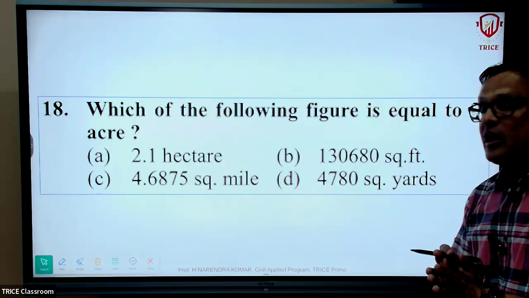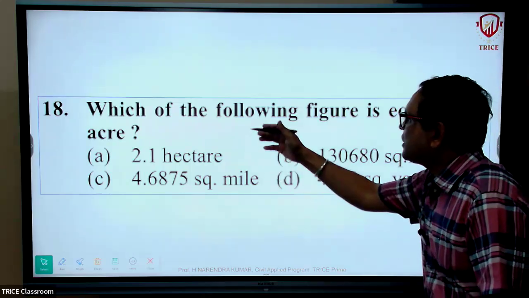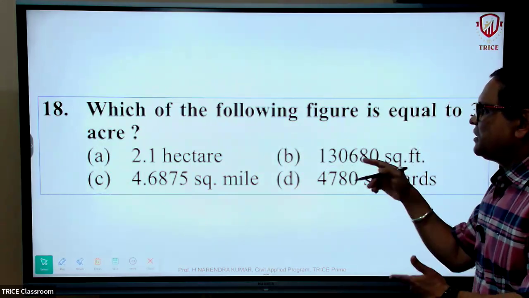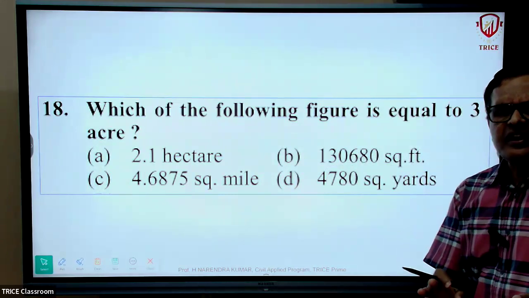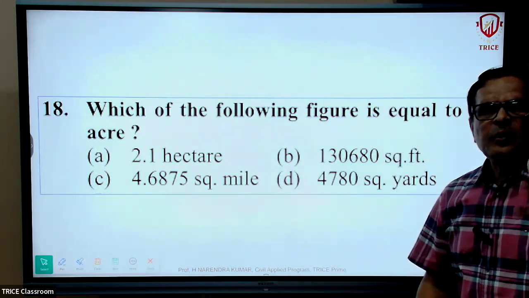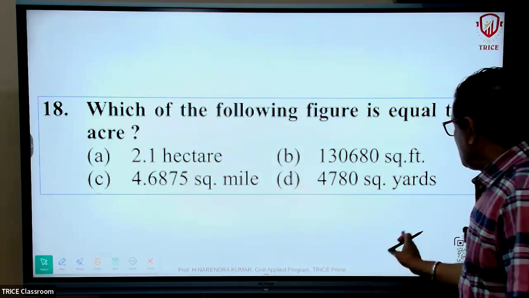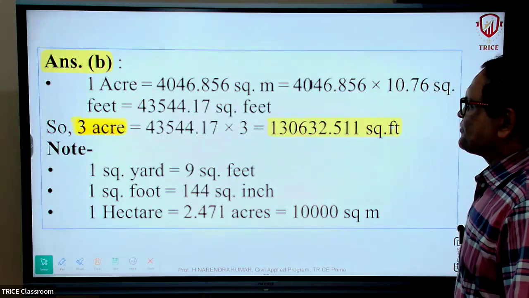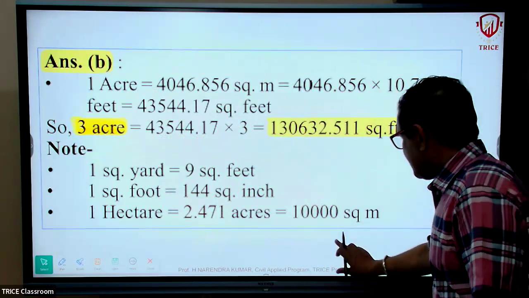So like that, otherwise you need to actually calculate each and everything, A, B, C, D. For 3 acre, you will get 2.1. See, time consuming. If I am able to identify directly and eliminate, right? So that is how I worked out the problem here. So answer B is the correct answer.